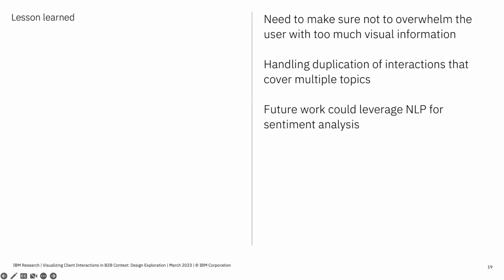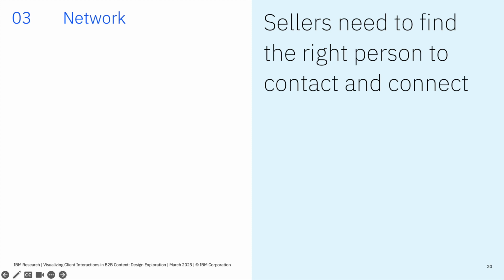For this visualization, we needed to make sure that it was not overly complicated, so we decided to use familiar graphs and layouts. Handling duplicate interactions that cover multiple topics was also difficult to deal with. And in the future, we could use natural language processing to extract the sentiment of meetings and use it to organize the bubbles. The third part is the network visualization.